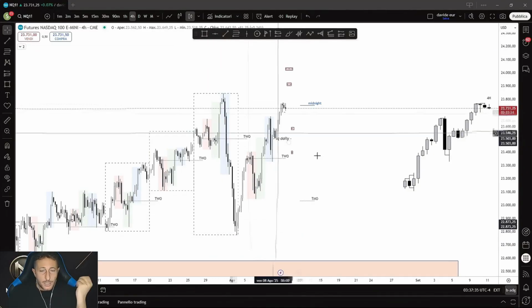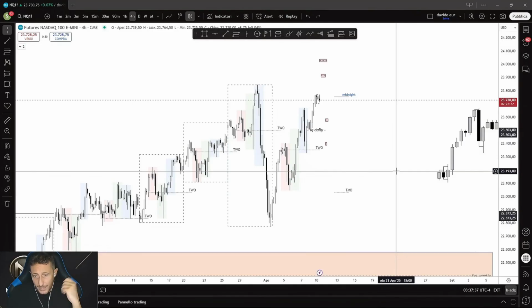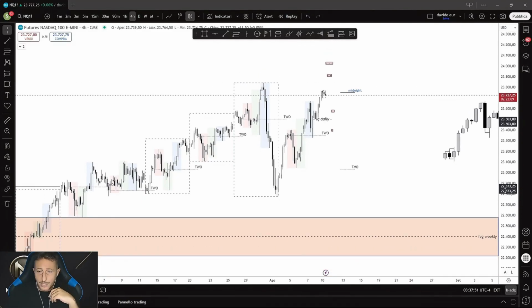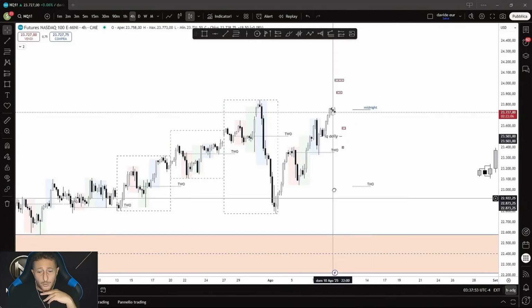Here we are, guys. Let's get right into analyzing the Nasdaq pre-market. First, we'll map out all our confluences, and then at the end of the video, I'll give you the option zones, also known as 0 DTE. All right, let's get started. We're looking at a 4-hour chart.